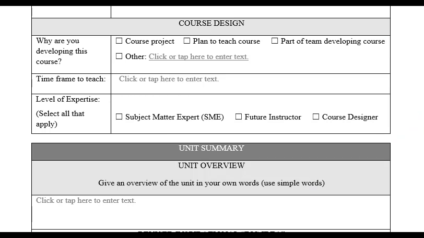Finally, we have our course design, or how is our course set up? Why did we develop this course? What is our time frame to teach? Do we only have 4 weeks, 8 weeks, a semester, a year? And what is our level of expertise? Are we considered a subject matter expert? Are we a future instructor? Or are we somebody who's designing a course for a class?